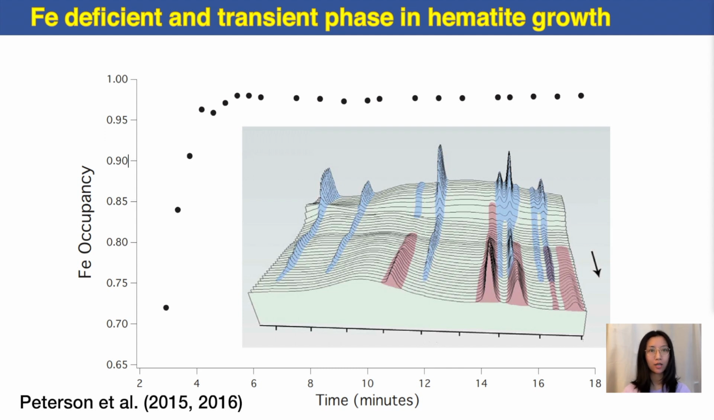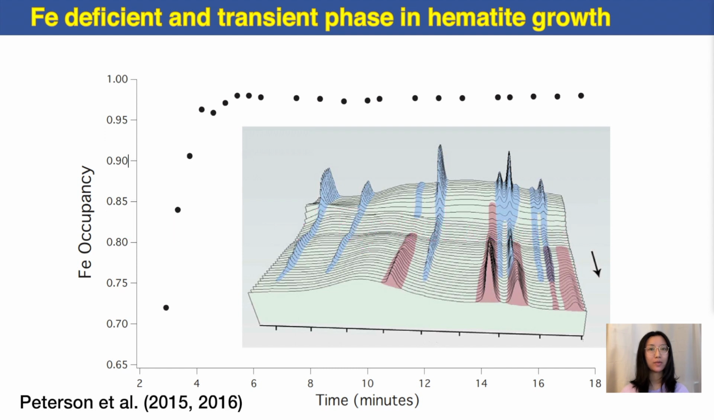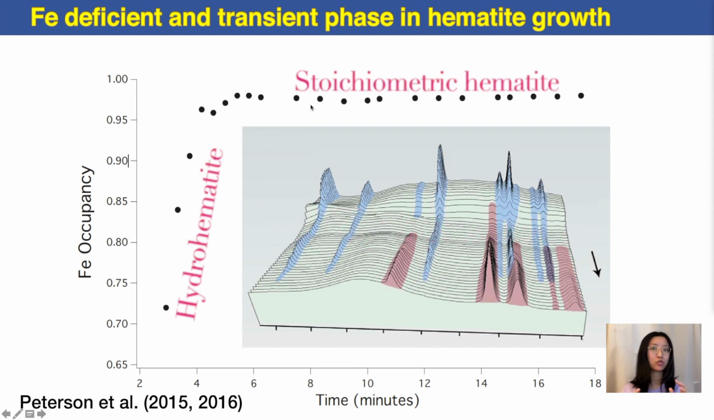They transformed akaganeite to hematite at a very low pH, and they reported a transient hematite-like precursor with iron vacancy concentrations greatly exceeding 10 mol%. The transient phase is iron-deficient hematite, historically known as turgite or hydrohematite. In their experiments, hydrohematite was unstable and rapidly evolved to stoichiometric hematite.